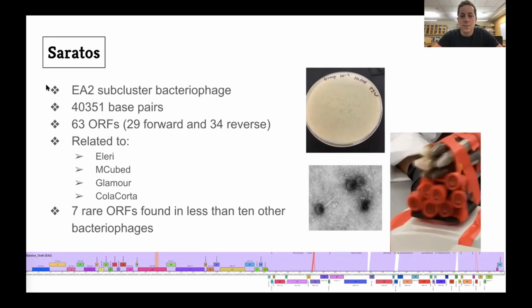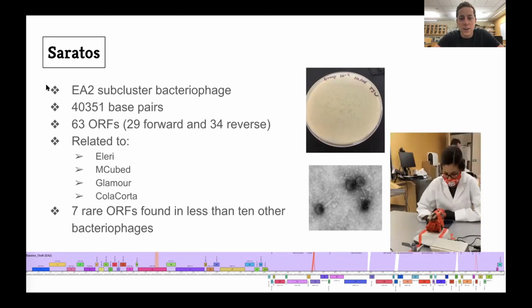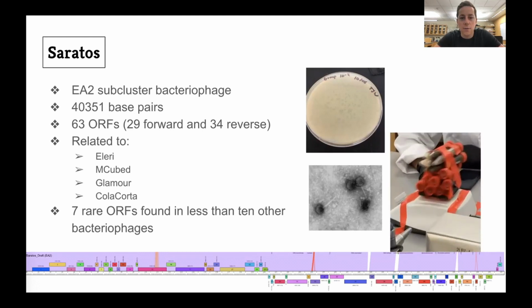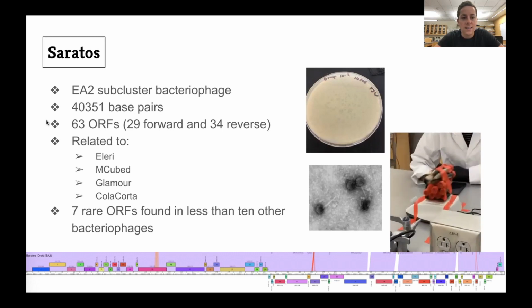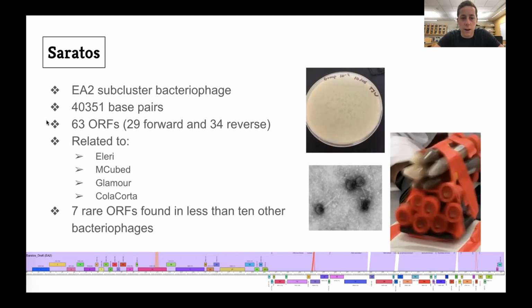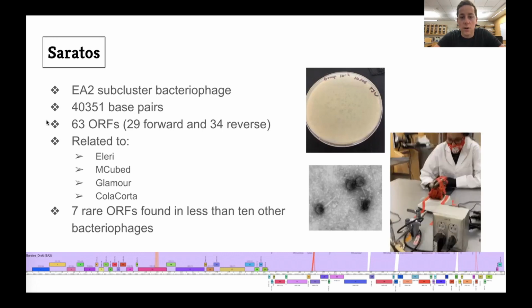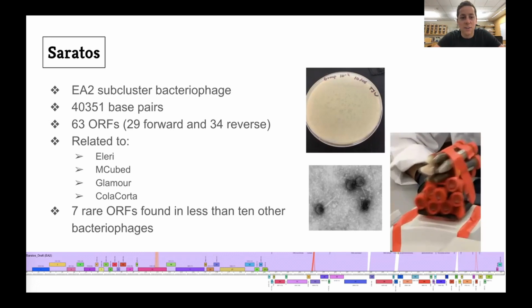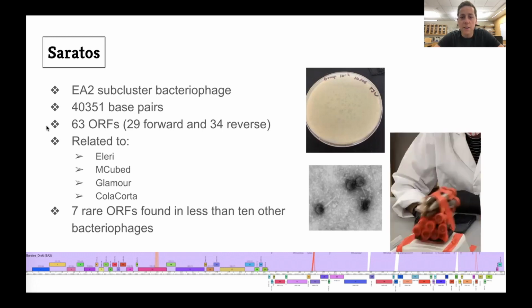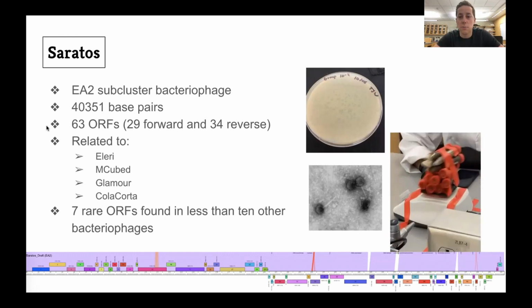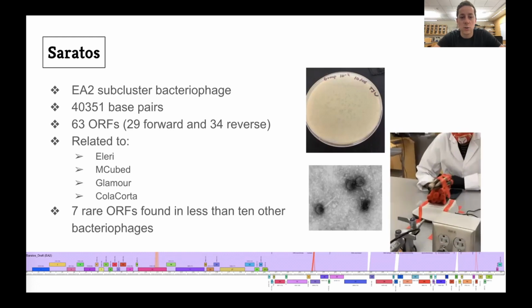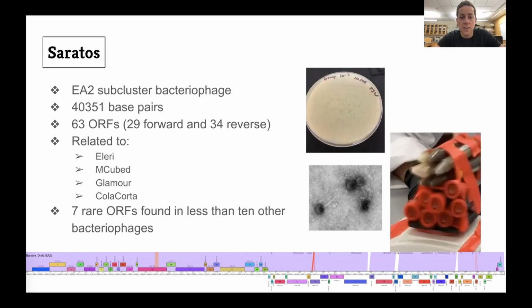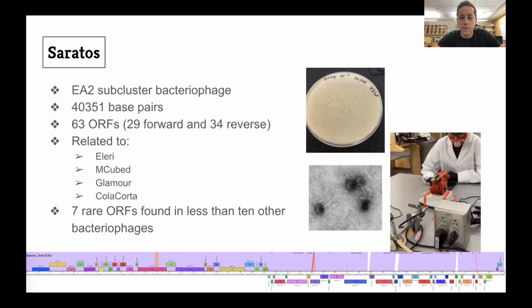So Saratos is an EA2 subcluster bacteriophage that contains 40,351 base pairs, 63 ORFs, or open reading frames, 29 forward and 34 reverse, and has significant coding potential. The phage was initially isolated in 2020 from a compost sample, underwent several purifications until prepared into a high titer lysate, and then the genome was sequenced and annotated.